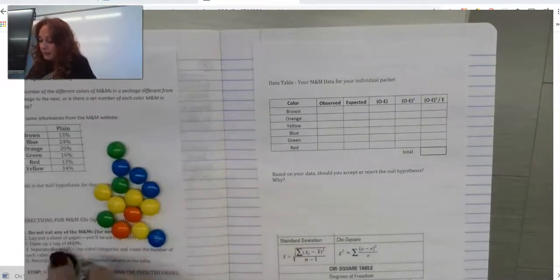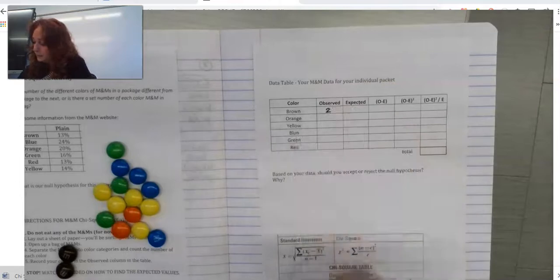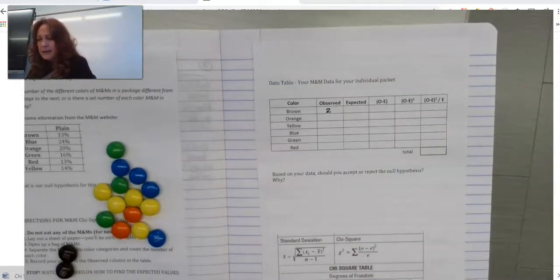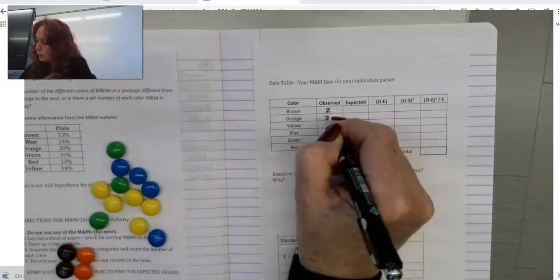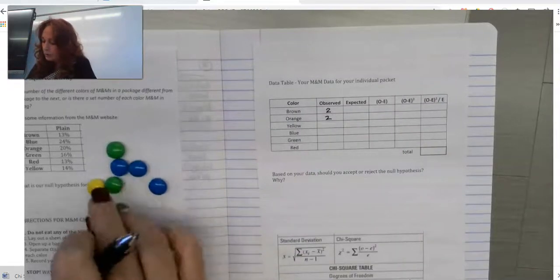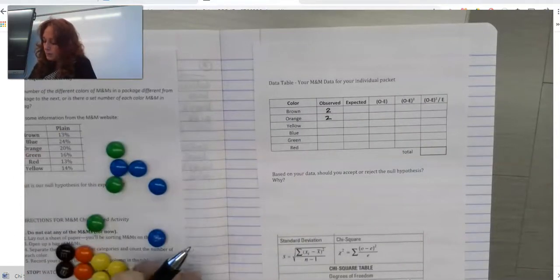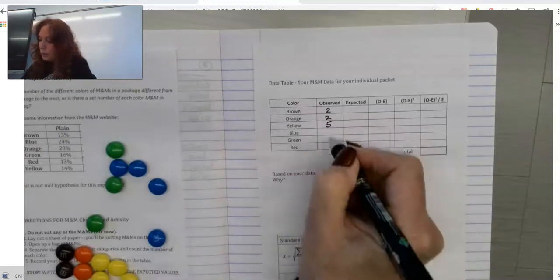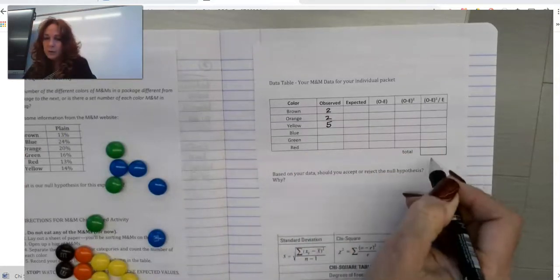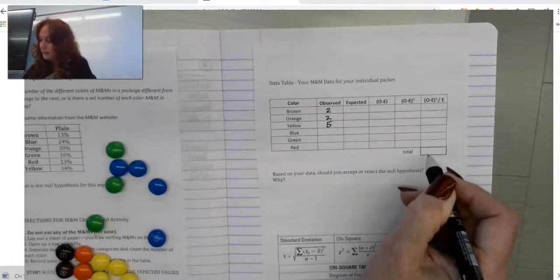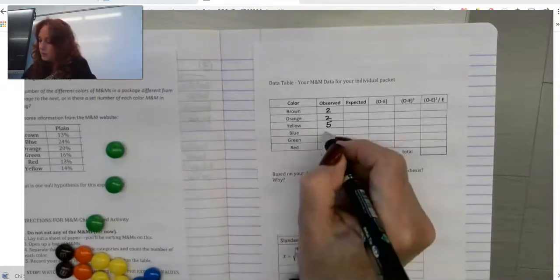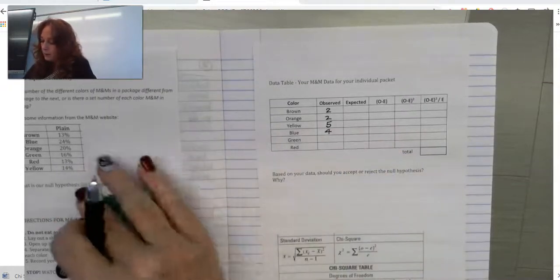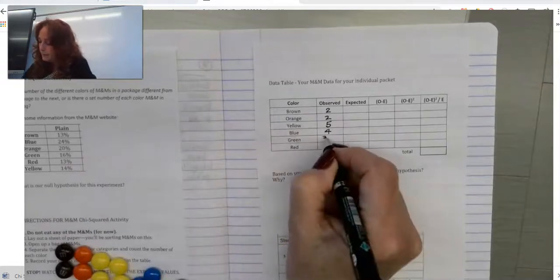So I have 2 brown. And do they taste different based on their color? I've not ever felt like they did. Okay, so 2 orange, and I have 5 yellow. We're all going to put my data in here, so we can come down here and check later and see if we have the same thing. Blue, I have 4. Oh, I'm noticing something. I have 3 green, and no red.